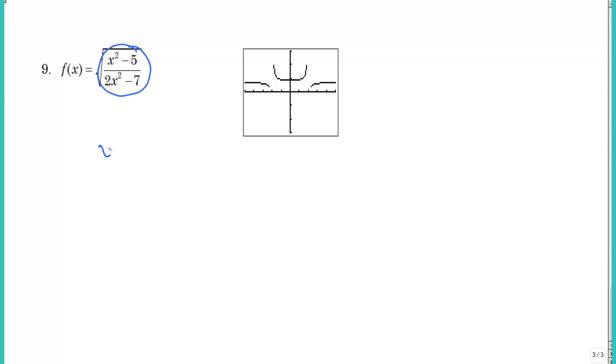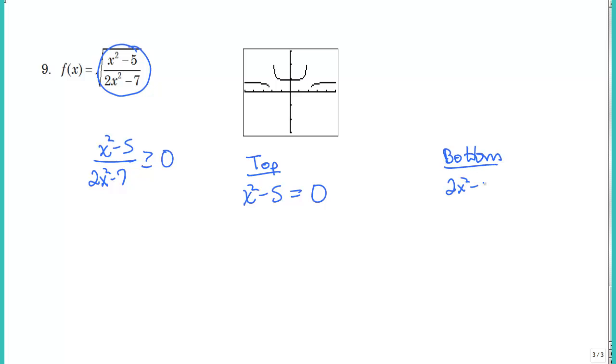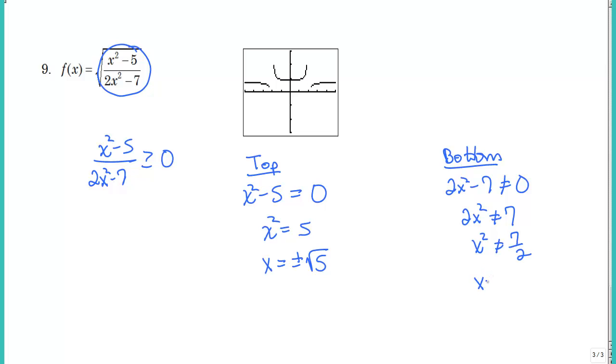We've got that whole big fraction, and it has to be greater than or equal to 0. So this is just like a previous example, just a little bit yuckier numbers. So I'm going to take the top and set it equal to 0. I'm going to take the bottom and set that not equal to 0, cannot divide by 0, and I'm going to solve. Yuck. Look at that graph. That's kind of odd.